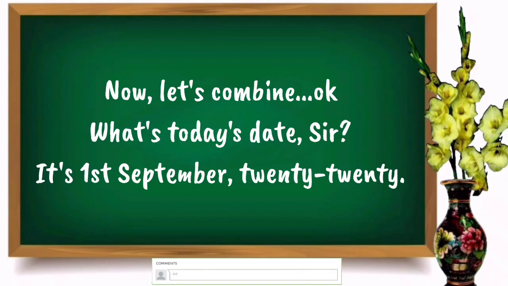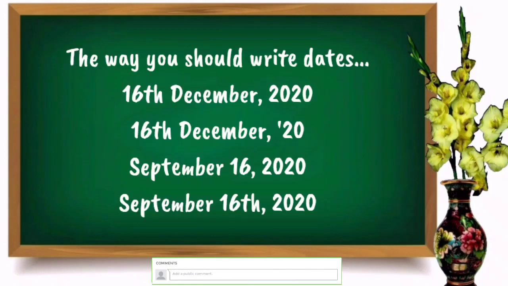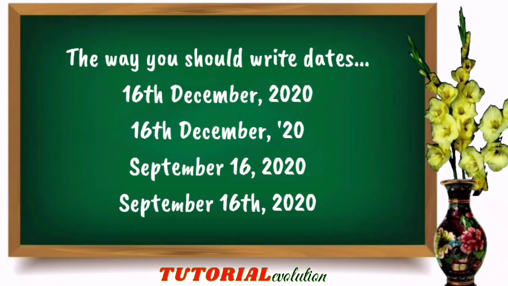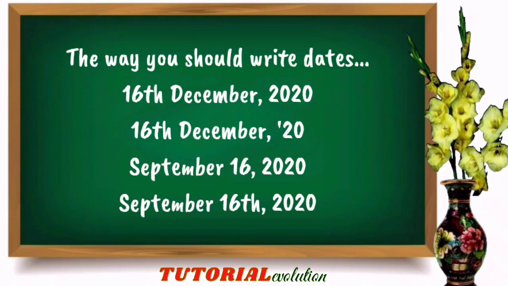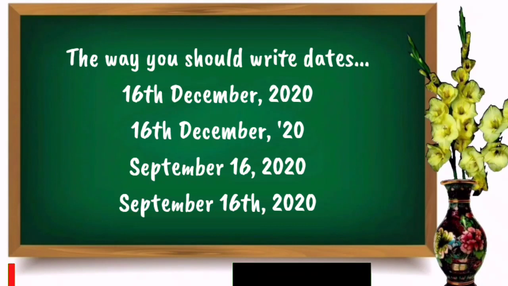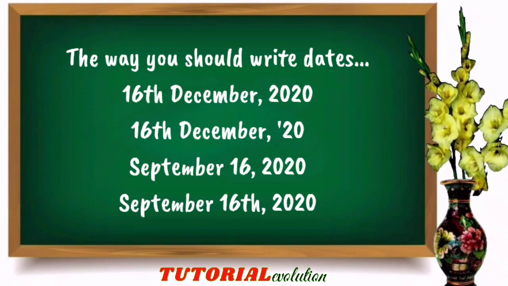You can also combine them differently, okay? The ways you should write dates. Let's take some examples. 16th December 2020. 16th December '20. In this case, you have to put an apostrophe and write the last 2 digits of the year. Okay?